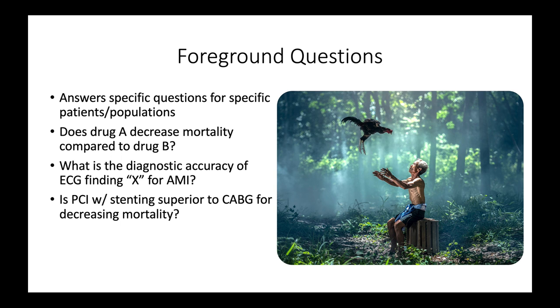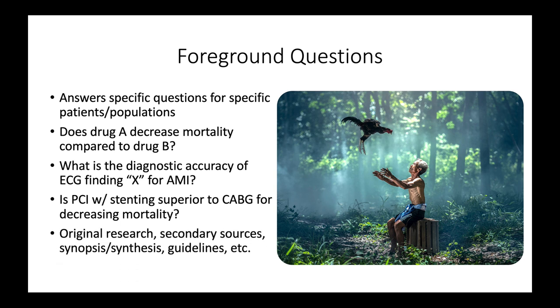And where do we find foreground questions? Some examples on where clinicians can find foreground questions are original clinical research, or even secondary sources where individuals or groups analyze primary medical literature. We can see synopsis or synthesis, which is essentially summarizing studies or synthesizing all the available evidence that answered a specific focused clinical question. These things are called systematic reviews, which we'll get into during another tutorial, or even guidelines or summaries. And so this is where the experienced clinician looks for their foreground questions, because they have specific questions for a specific medical condition for specific patients and/or populations.